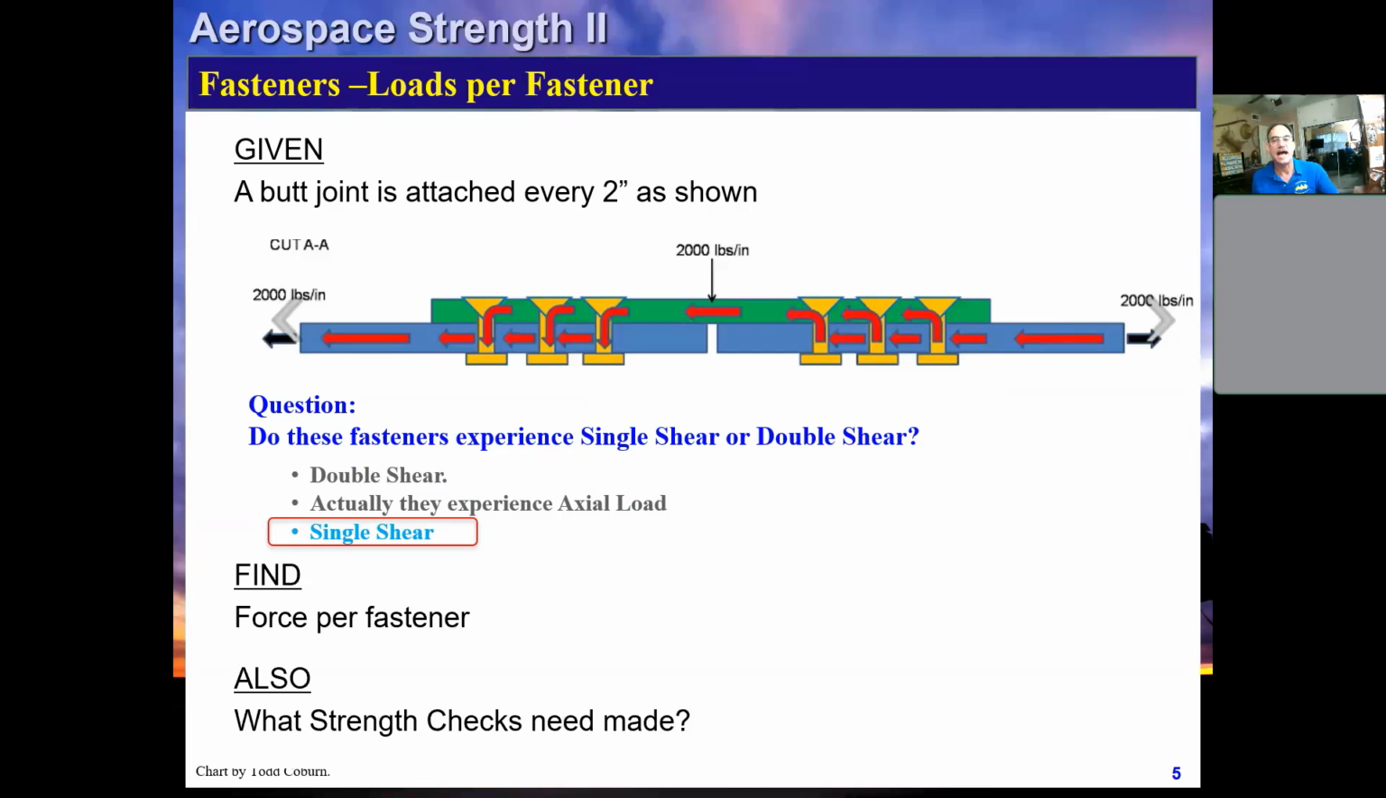Force per fastener, what's that? P over 3, P over A. And then we need to check all of our stuff. We're going to need net tension. We're going to need shear. We're going to need bearing, maybe tear out. And we might want to evaluate bolt bending.